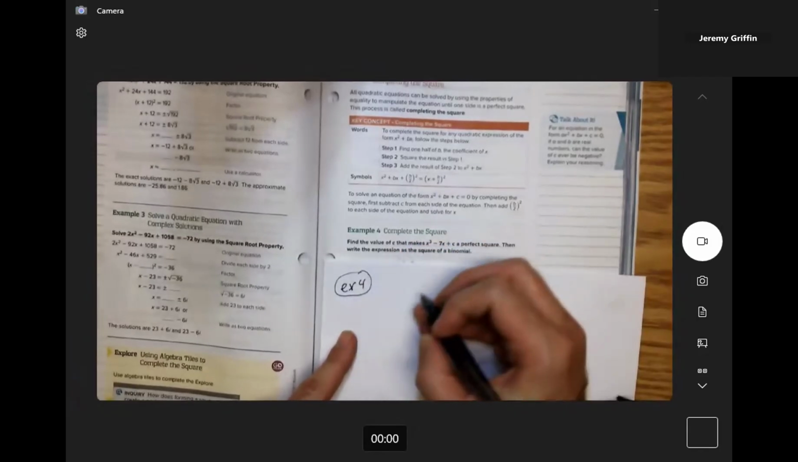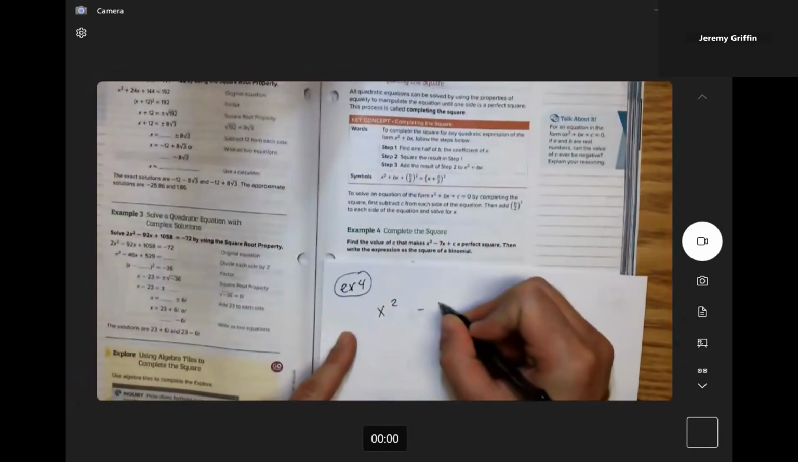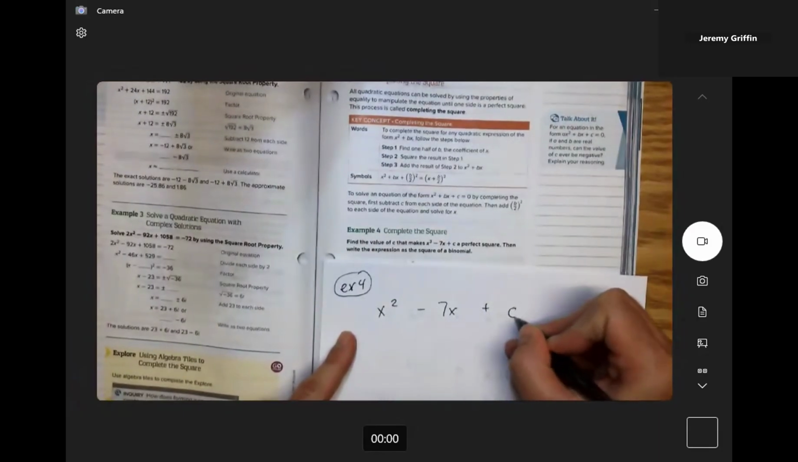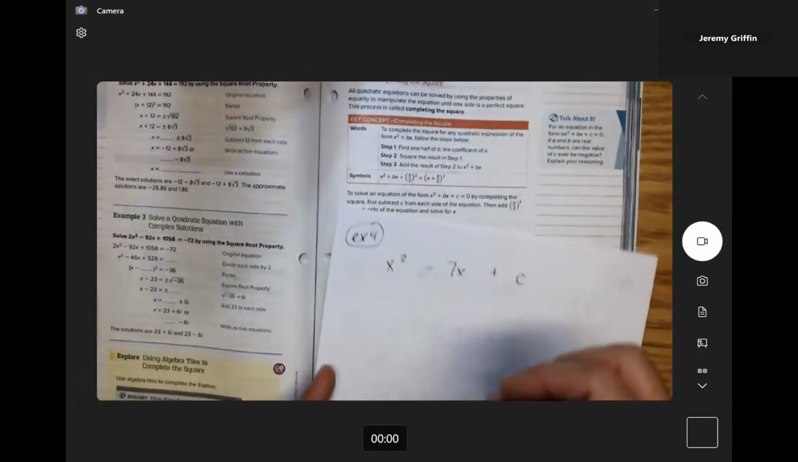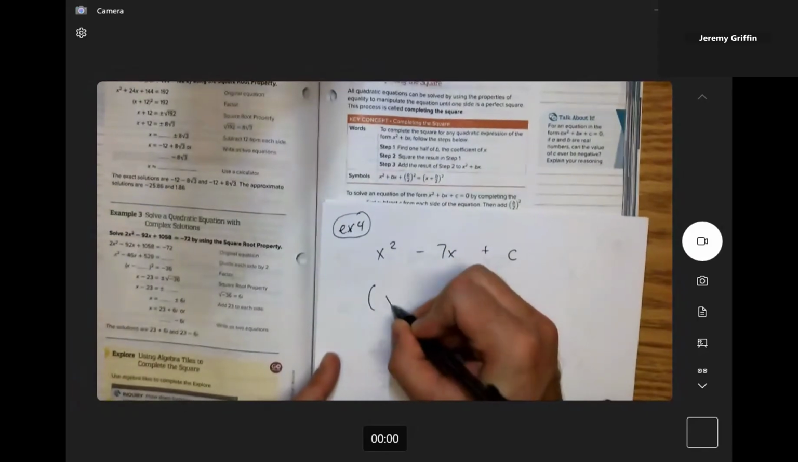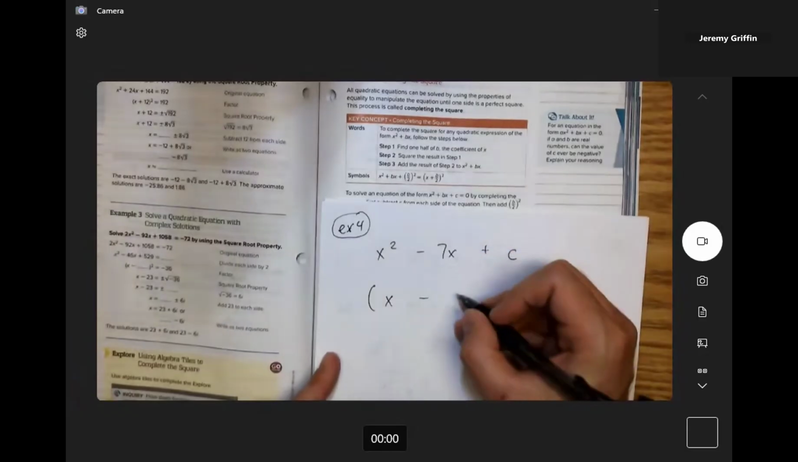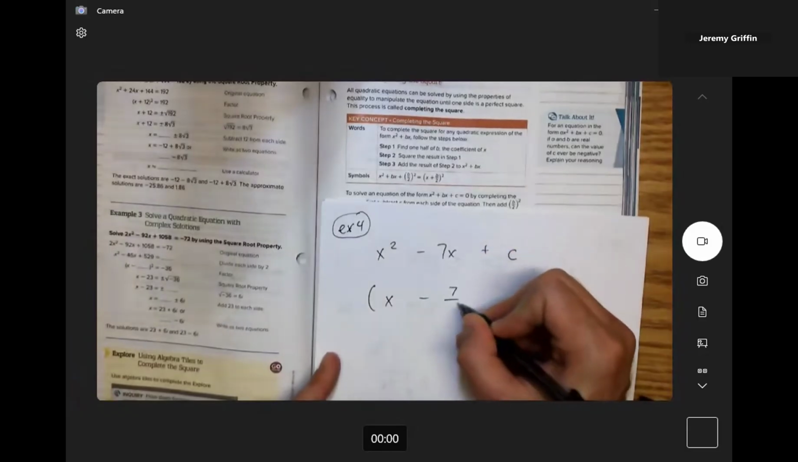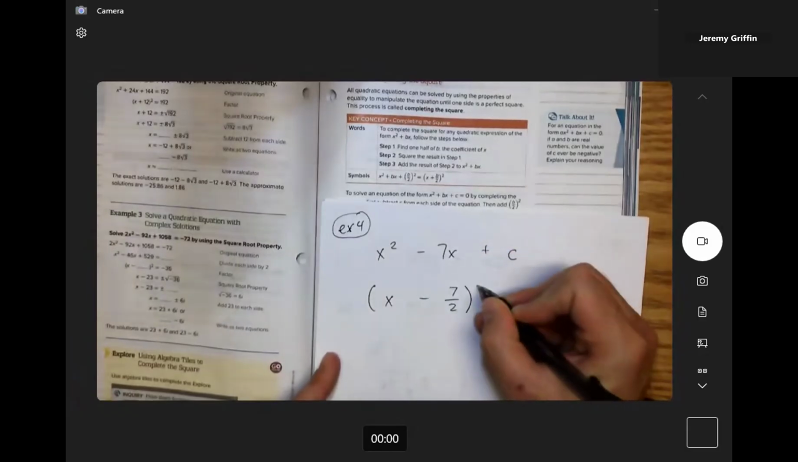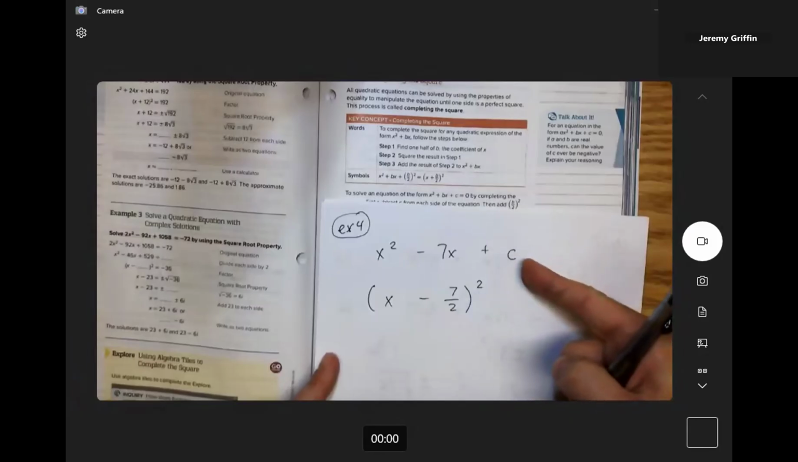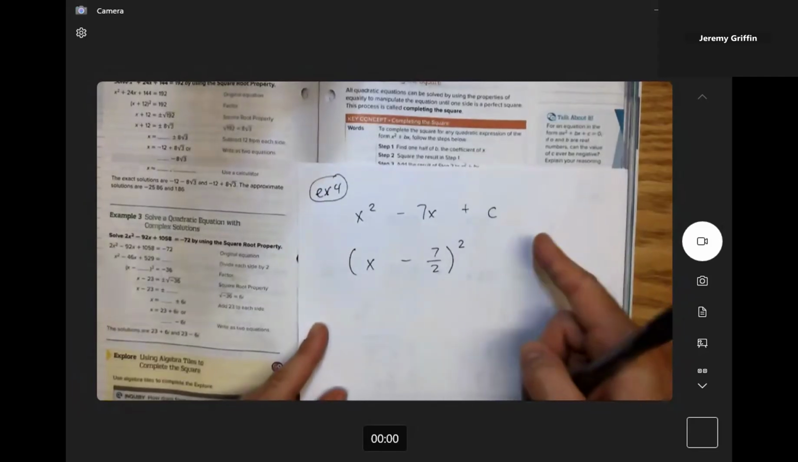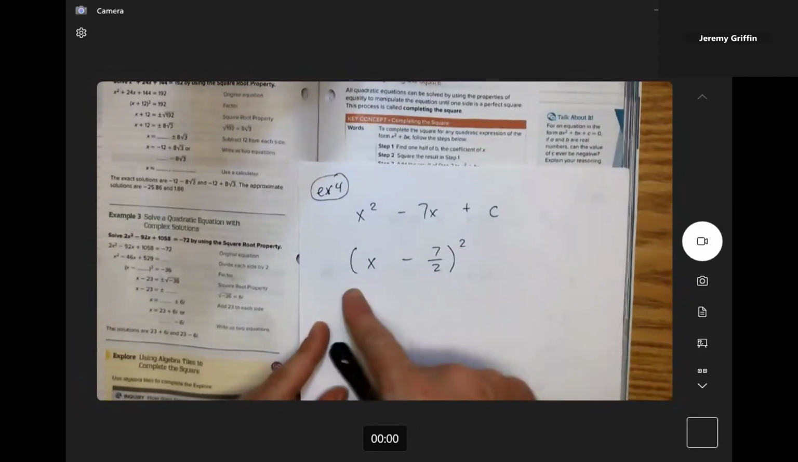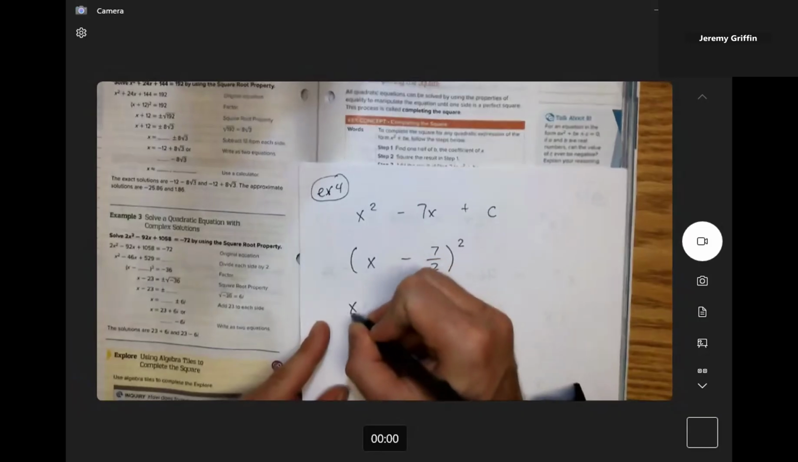All right, so I got x squared minus 7x plus c. If I want this to be a perfect square, I'm thinking x minus, now half of 7 is like 3.5, or maybe I could write it as 7 halves if you like as a fraction. So if I square that, then it should be the same as this, right? Now, if that's true, then if I expand this out, that would be x squared.